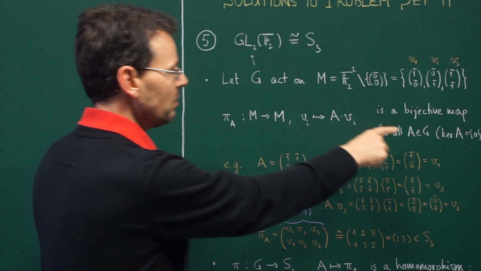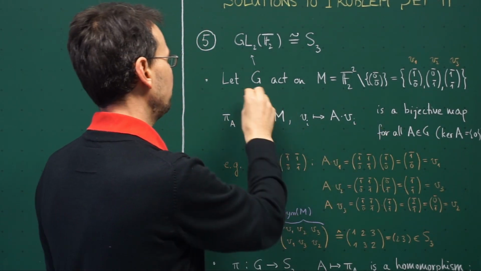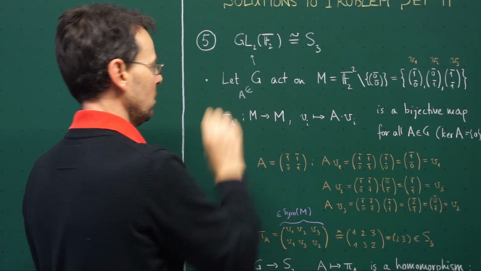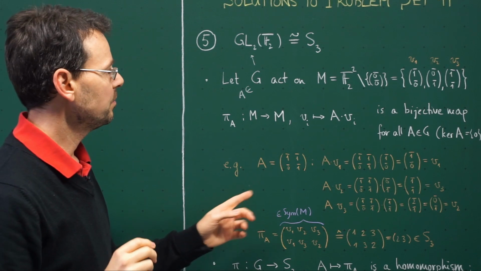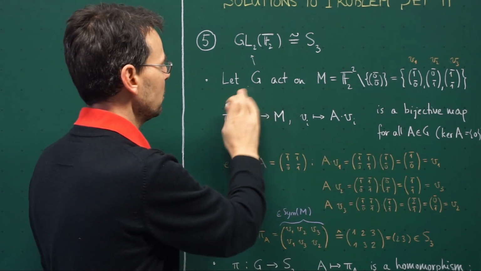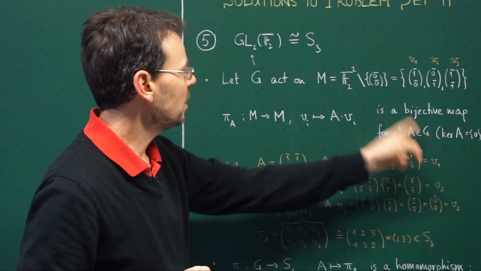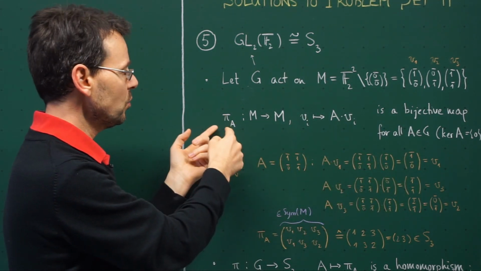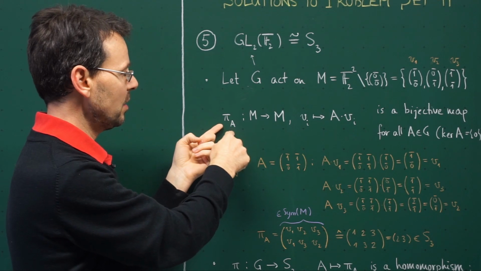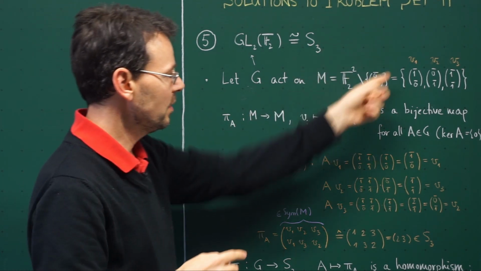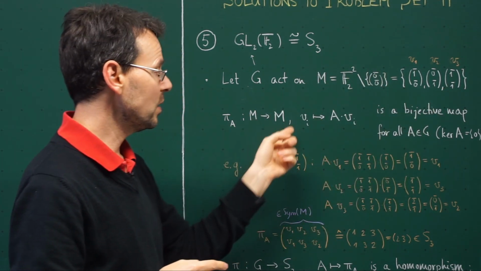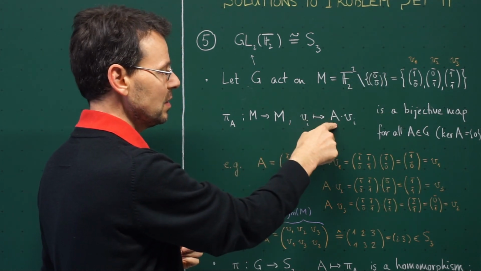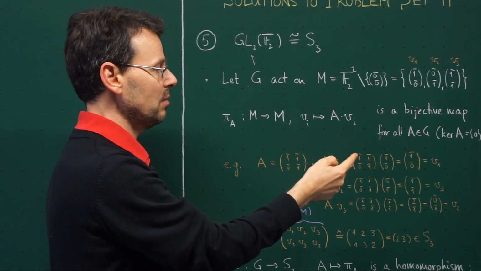So to a matrix here, sorry, this is not written down very well. Oh no, here it is. So we take a matrix in this general linear group, and we associate to it a map pi sub A that goes from this set of 3 elements to itself by simply mapping one of those vectors to its image when A is applied, the matrix.